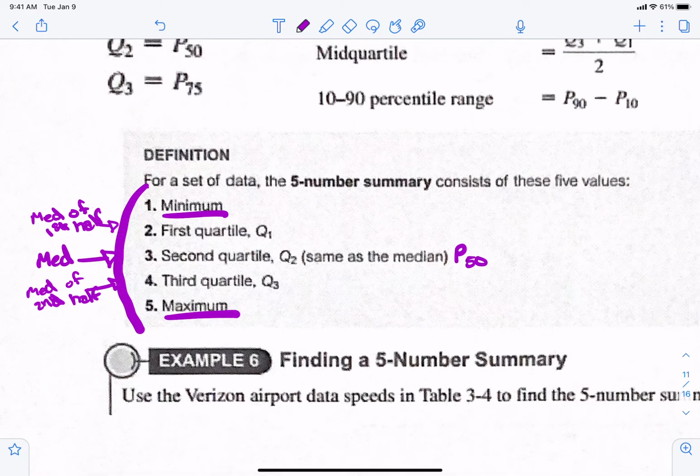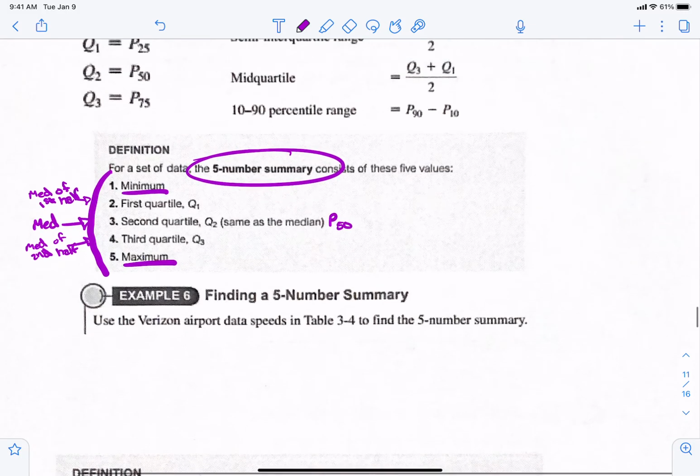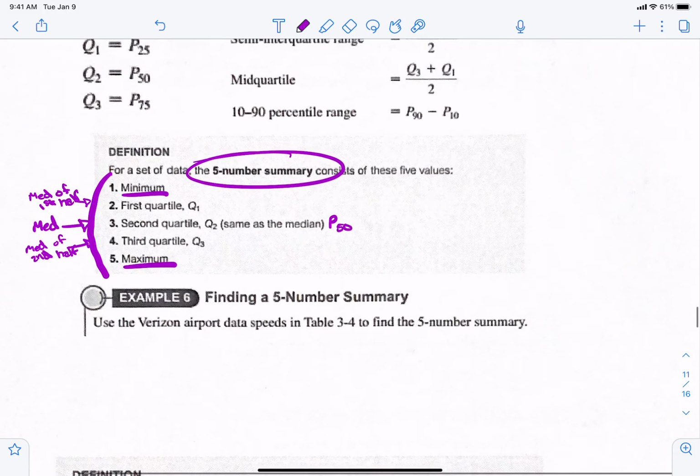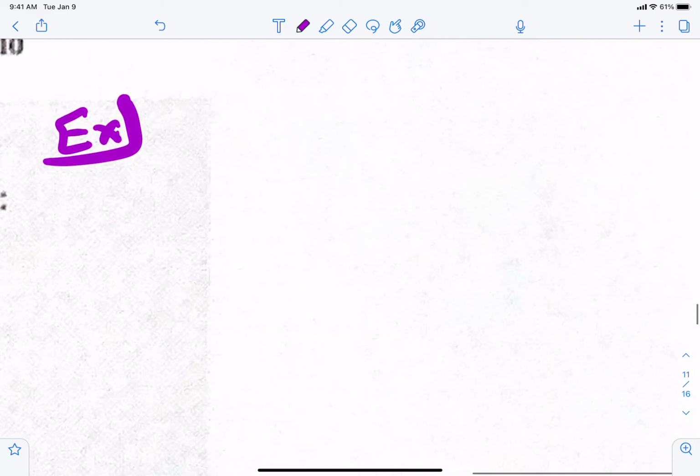When you're finding these five, this is called the five-number summary. When you're finding that five-number summary, you're taking the median three times: the median of the whole thing, the median of the first half, the median of the second half, right? I'm going to go over here real quick, and then I'm going to do a mini example. Can I do a mini example? Actually, I'm going to do four mini examples.